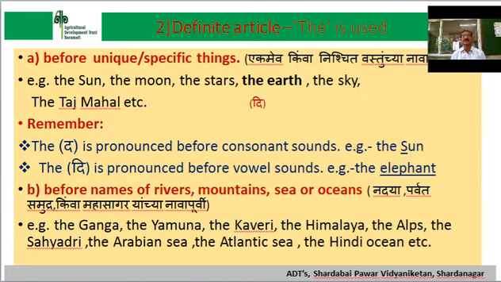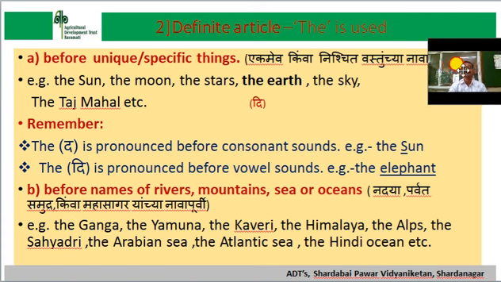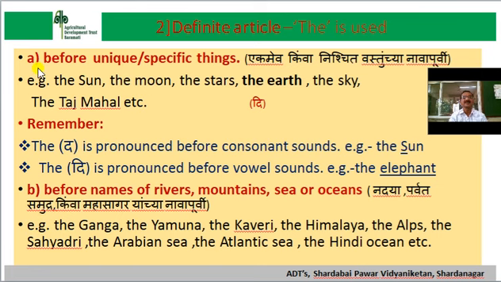Then we will see the use of definite article the. The is used before unique or specific things. For example, the sun, the moon, the stars, the earth, the sky, the Taj Mahal, etc. Remember, the is pronounced differently before a consonant sound, for example, the sun, and before a vowel sound, for example, the elephant.